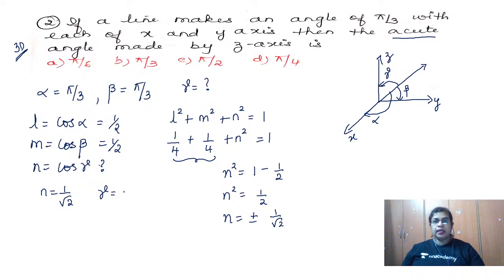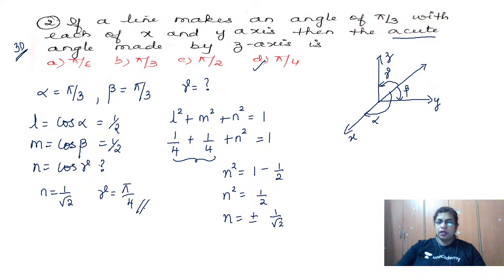So here we are getting gamma is nothing but cos inverse of 1 by root 2, so for cos pi by 4. Yes. So therefore, gamma is nothing but pi by 4. So which option is that? That is nothing but option D. Is that clear? Okay. Fine. So we are moving to the next question.